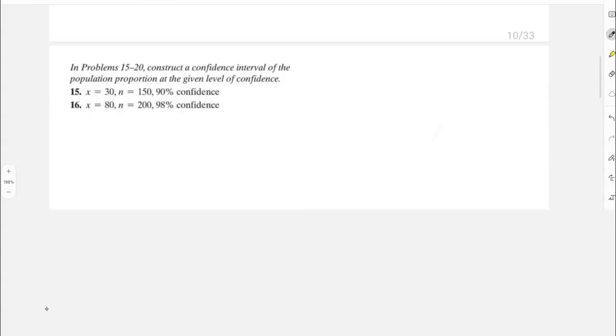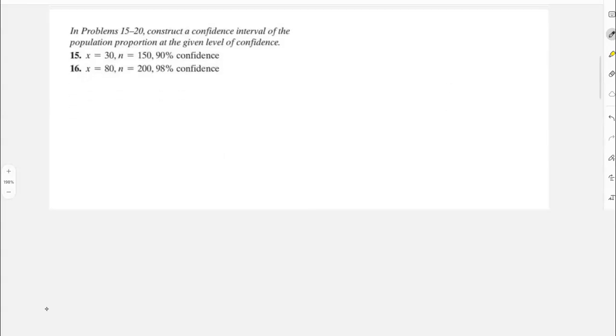So now let's look at finding one. Let's look at number 15. They want us to construct a confidence interval. So they're telling us x is 30, n is 150. So our p-hat value is going to be x divided by n. It's the number of successes divided by the total. So I'm going to get 30 over 150, which is going to be 0.2. This is a nice decimal, so I'm going to use a decimal there.